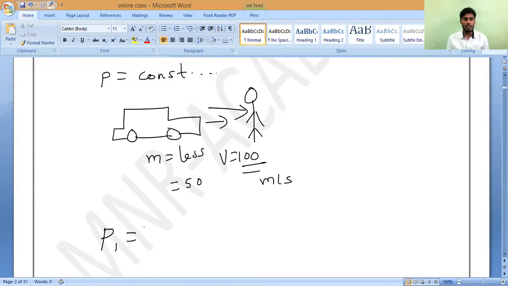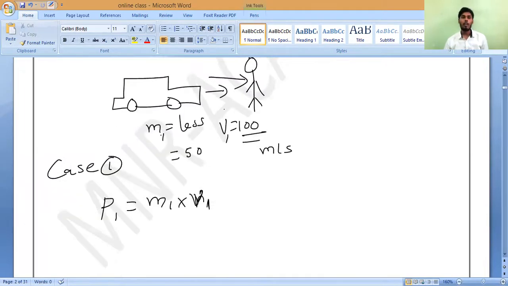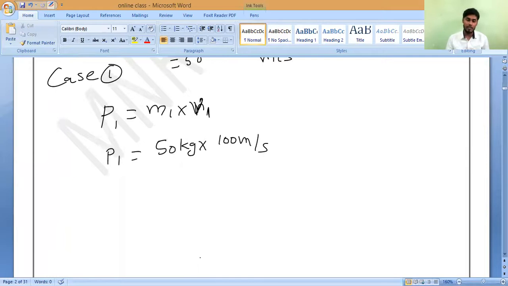Let me consider this is case one, M1, and this is V1. So what is the momentum gained by the body? It is equal to M1 into V1. Is it yes or no? Yes, sir. Tell me the value: 50 kg into 100 meter per second, which is equal to 5,000 kilogram meter per second. Is it yes or no?